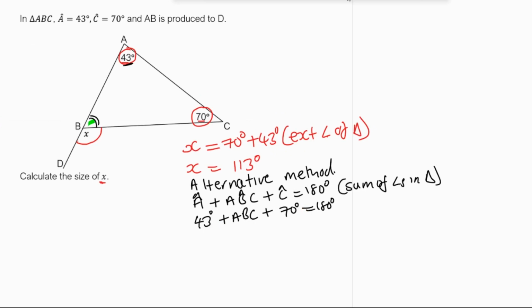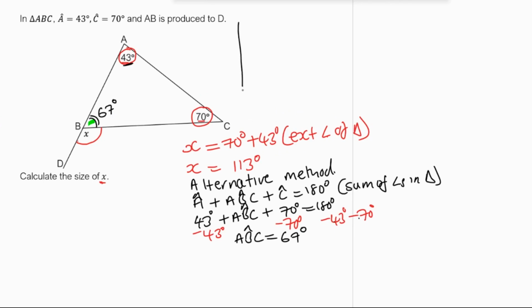And then we can subtract 43 degrees on both sides of the equation. So we subtract 43 degrees here. We also subtract 70 degrees here. And then it becomes angle ABC is equal to 180 minus 43 degrees minus 70 degrees. We'll get what? We'll get 67 degrees. So it means this one is 67 degrees.